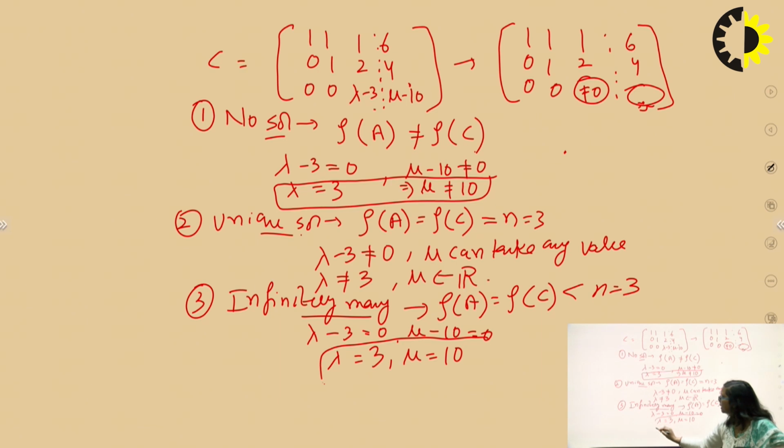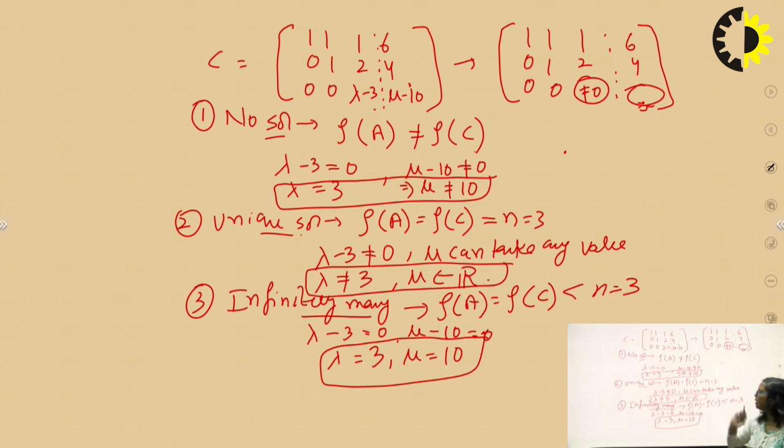This is the condition for infinitely many solutions, and we have derived the conditions for no solution and unique solution. So these are the 3 cases for the no solution case, unique solution case and infinitely many solutions case. It is a very important example in this topic, solution of non-homogeneous system of equations.